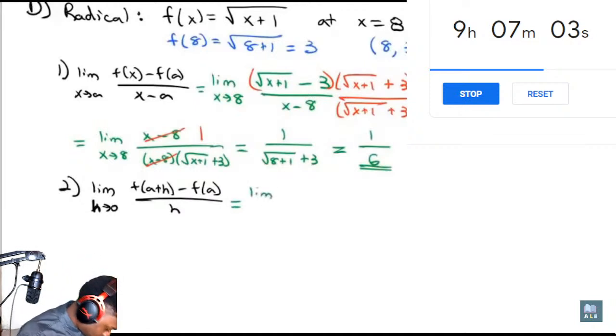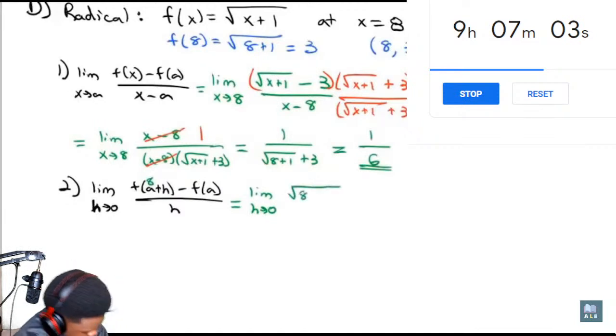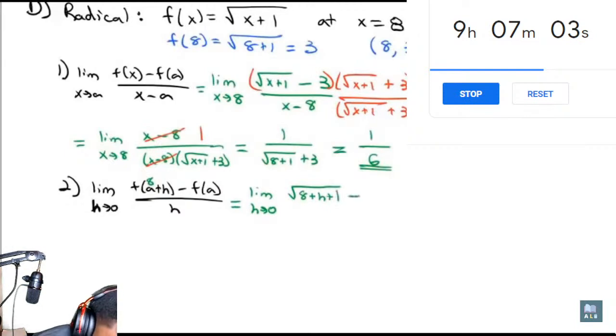So we've got the limit as h goes to 0 of f of a. This time a is 8. So we're going to plug 8 plus h into the x, the square root of 8 plus h. And there's a plus 1. Minus f of a. We've already calculated that to be 3, all over h.